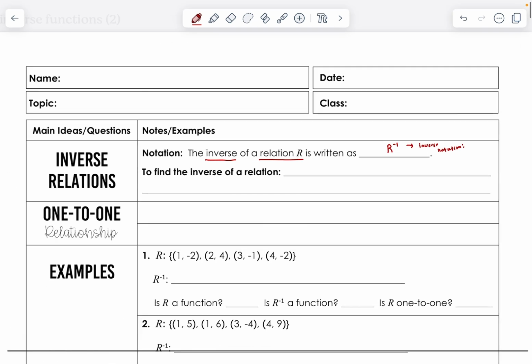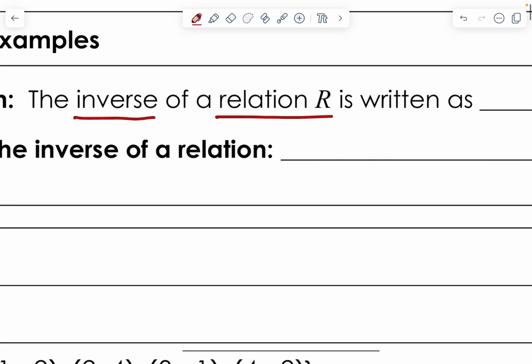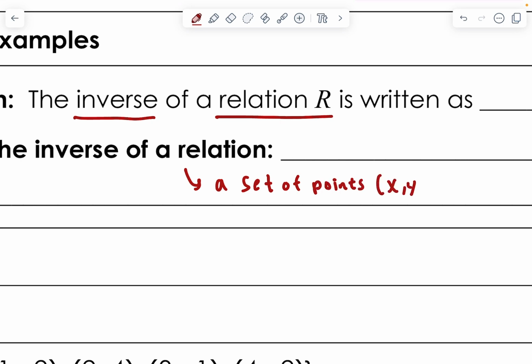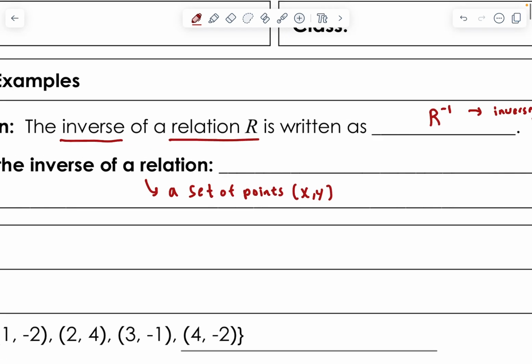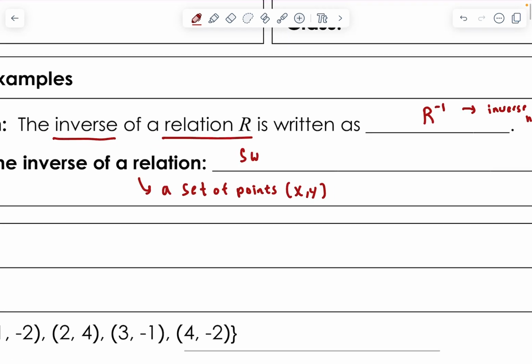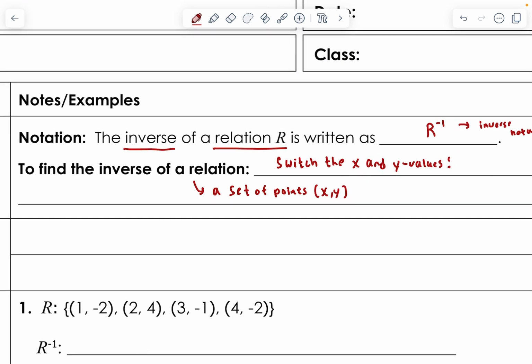So in order to find the inverse of a relation, please remember a relation is really just a set of points, x comma y. In order to find the inverse of a relation, all we have to do is switch the x and y values that we are given. And we'll go over a specific example in just a moment.